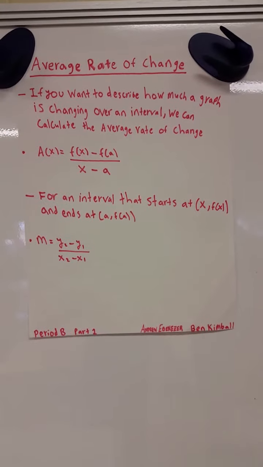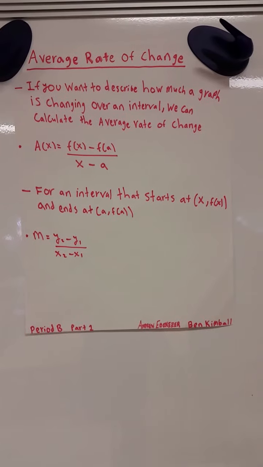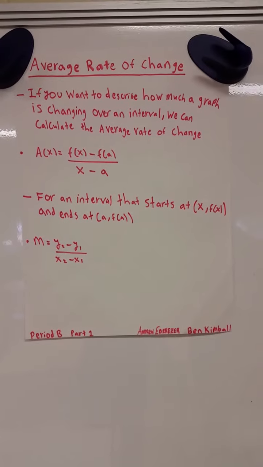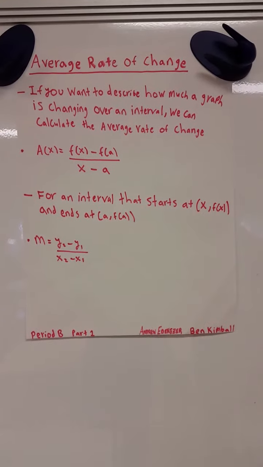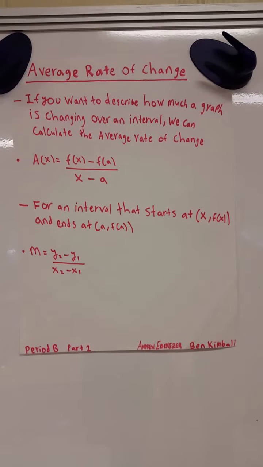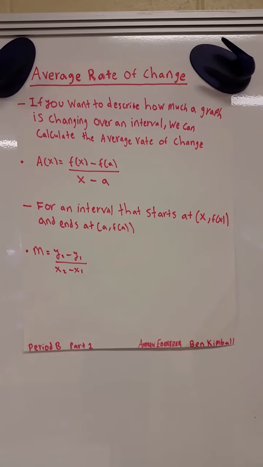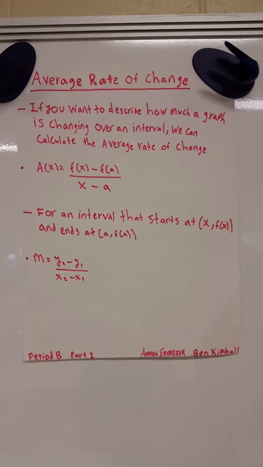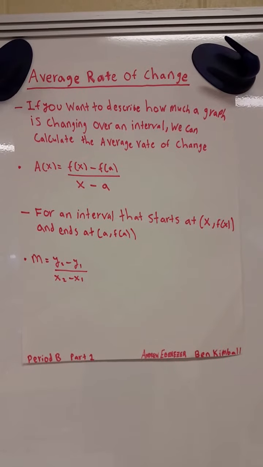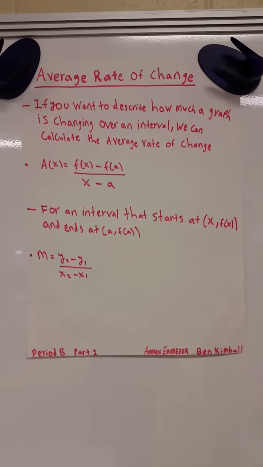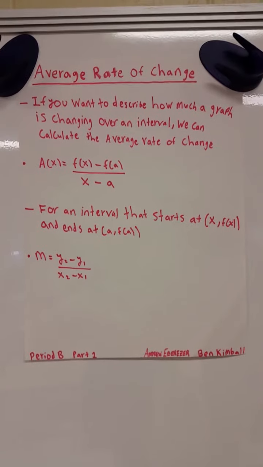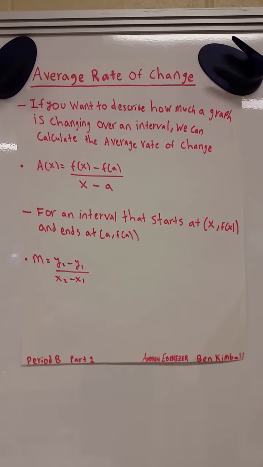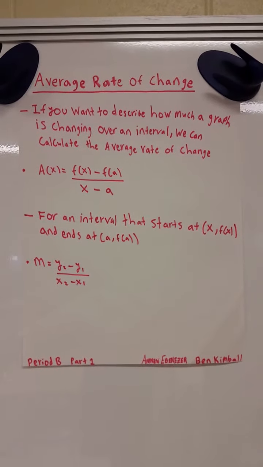The average rate of change. If you want to describe how much a graph is changing over an interval, we can calculate the average rate of change by using this formula: A(x) equals f(x) minus f(a) over x minus a. It is used for an interval that starts at (x, f(x)) and ends at (a, f(a)). It could also be written as m equals y2 minus y1 over x2 minus x1.